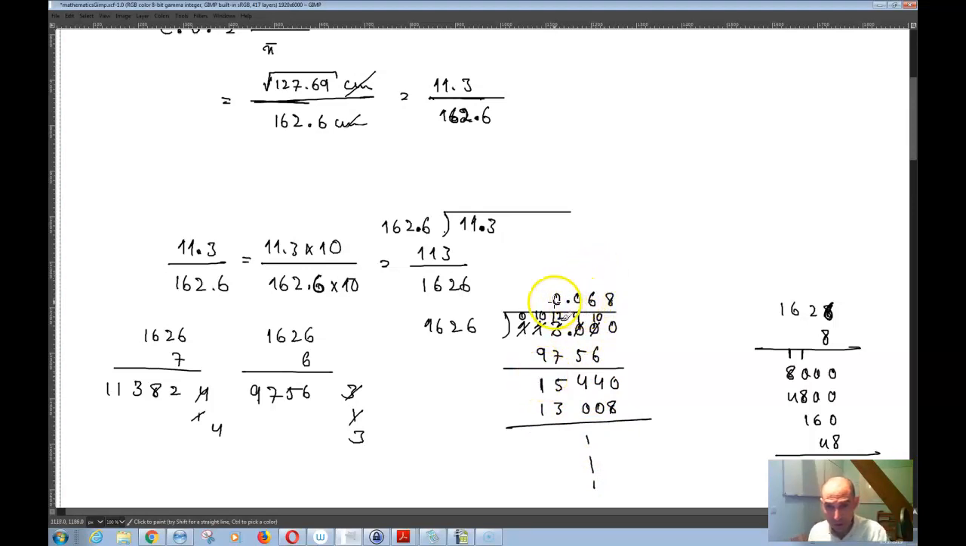So I can take this as 0.007. I can take this as 0.07 actually. So that is the coefficient of variation, if I'm not mistaken. Coefficient of variation in the case of the data that we had.